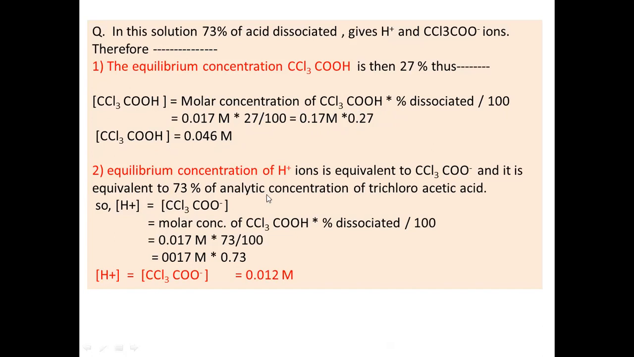Second is the equilibrium concentration of H plus, as the acid is also dissociated at equilibrium. So H plus is equivalent to the CCl3CO minus, and it's equivalent to the 73% of the analytical concentration of trichloroacetic acid. So the concentration of H plus is equal to the concentration of this trichloroacetate, and is the molar concentration of trichloroacetic acid into percent dissociated divided by 100, that is, the molar concentration multiplied by 73 divided by 100. So it will be 0.012 mole. By this way, we can calculate the molar equilibrium concentration at the equilibrium state.